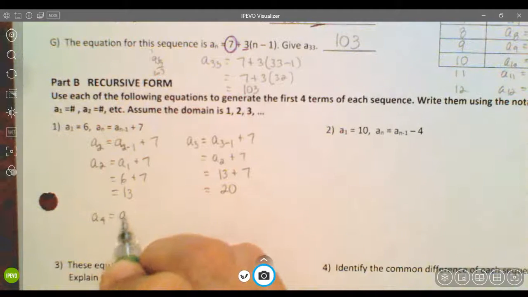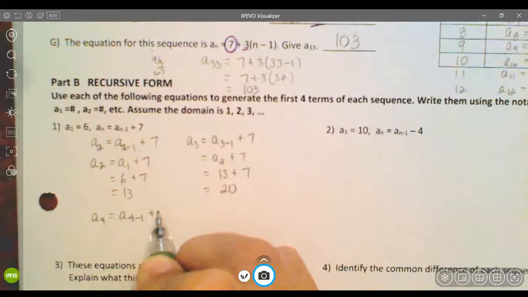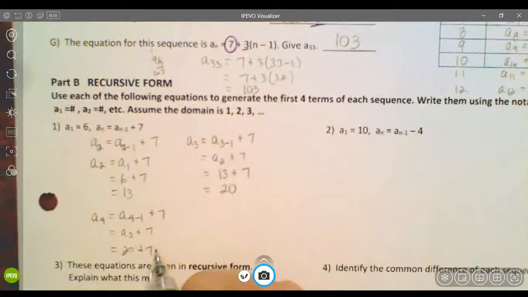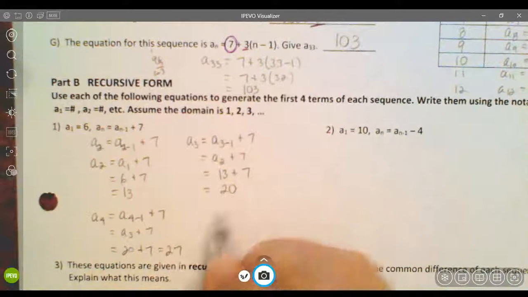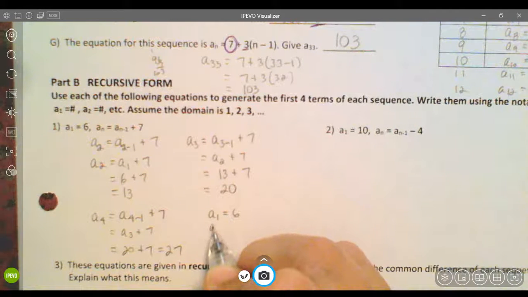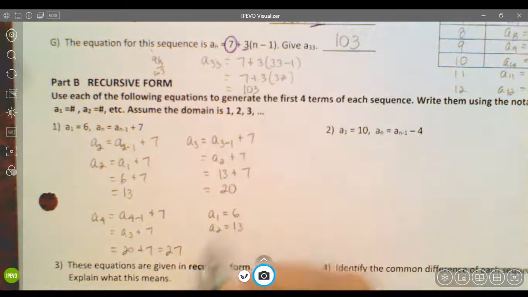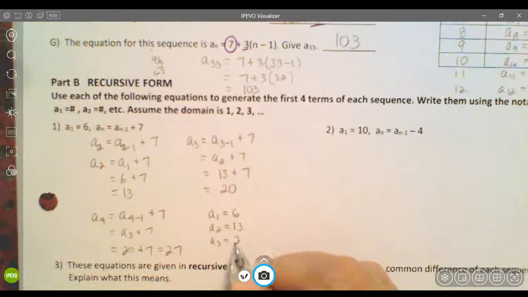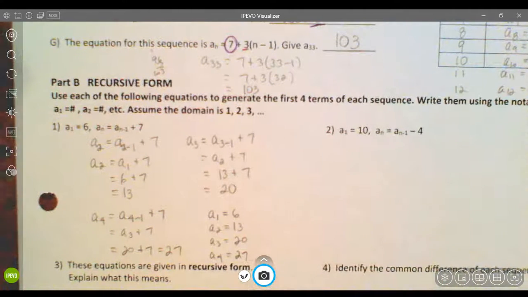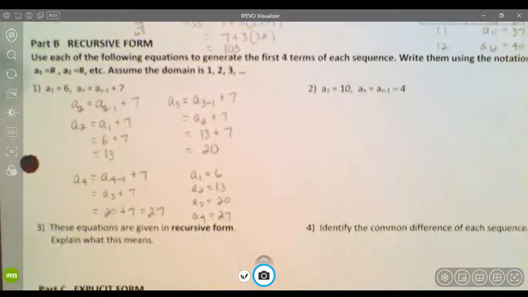A sub 4 is a sub 4 minus 1 plus 7. 4 minus 1 is 3. So a sub 3 is 20 plus 7. We get 27. So my first term is 6. My second term is 13. My third term is 20. My fourth term is 27. What's happening to each of these? I'm adding 7 each time. So keep that in mind as we go through.